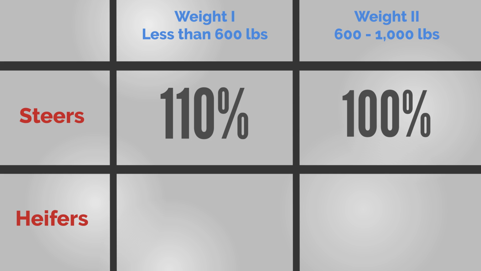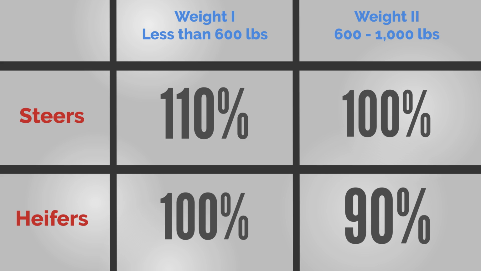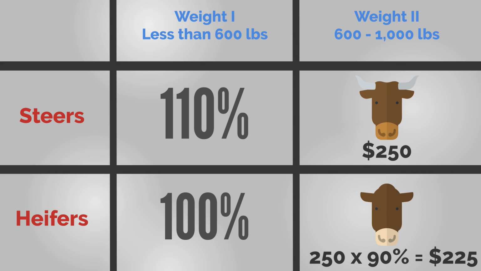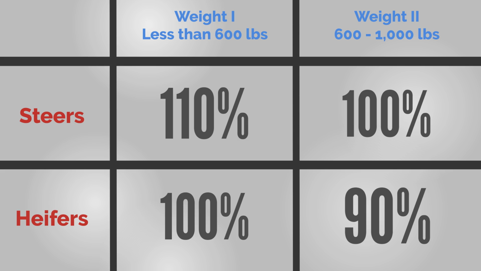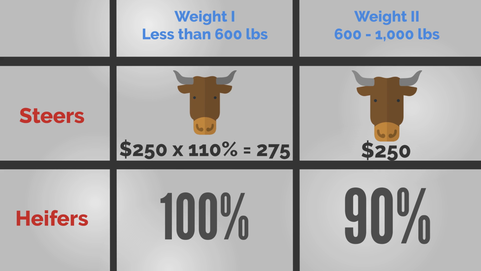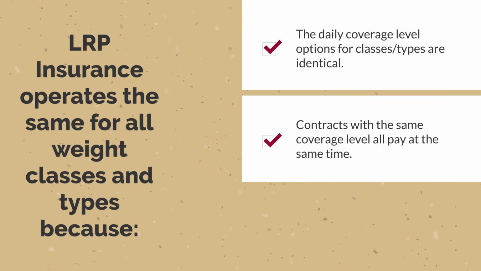Second, LRP always values heifers at 10 percentage points less than the value of steers of a similar weight. If a steer is priced at $250 per hundredweight, the same weight heifer will be priced at $225 per hundredweight. LRP values lower weight animals at 10 percentage points more than the value of a higher weight animal. So if a higher weight steer is priced at $250, then a steer in the lower weight category is priced at $275. What is the result? It doesn't matter what weight the animal is or whether it's a steer or a heifer, if the coverage level is the same, the contracts all pay at the same time.